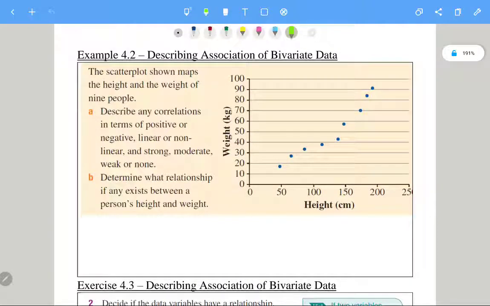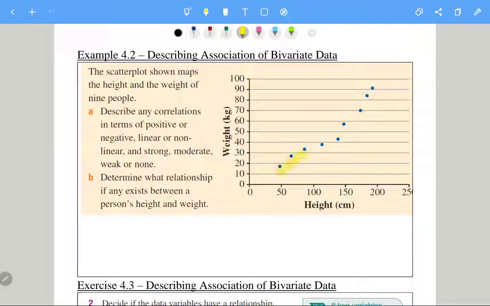The scatterplot shown maps the height and weight of 9 people. Describe any correlation in terms of positive or negative, linear or non-linear, and strong, moderate, weak, or none. Alrighty, so let's have a look.